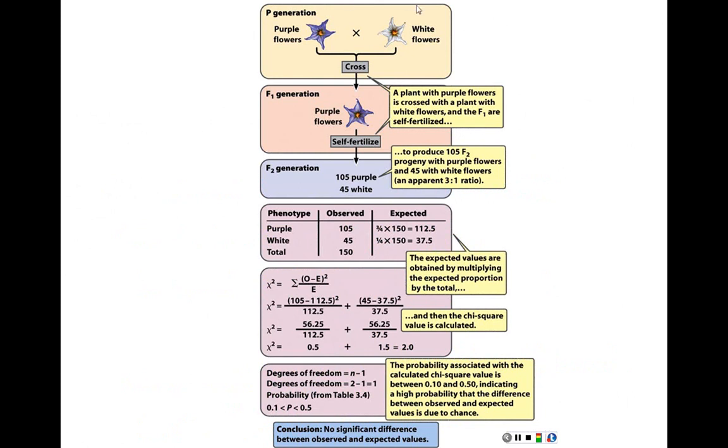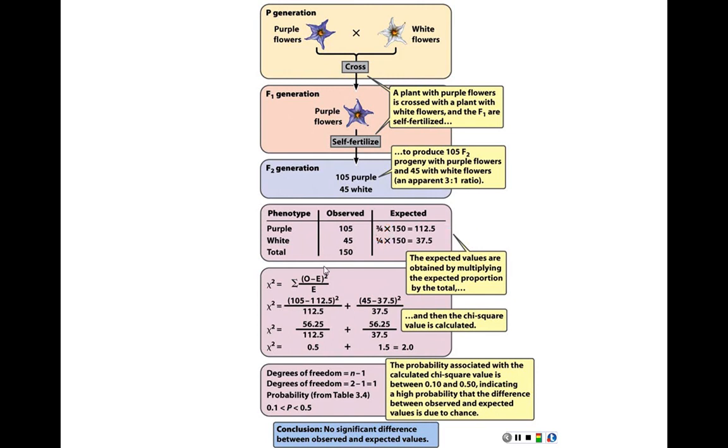In this case, this mating is done. We don't really know the genotypes in this example, but we know the F2 generation gives us 105 purple plants and 45 white plants. Those are the observed values. The experimenter believes that this is due to the 3-to-1 ratio of Mendelian genetics. And so the experimenter says, well, if I had 150 progeny, I would expect, given Mendelian proportions, 3/4 of them to be purple, or 112.5, and 1/4 of them to be white, or 37.5. Those are the expected or estimated values for this test.